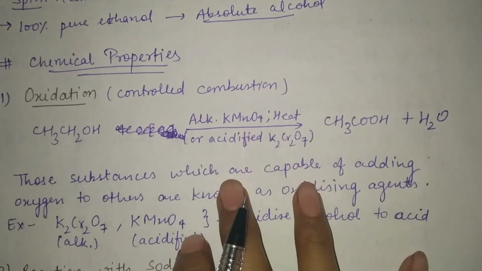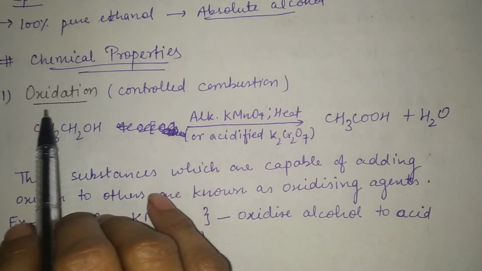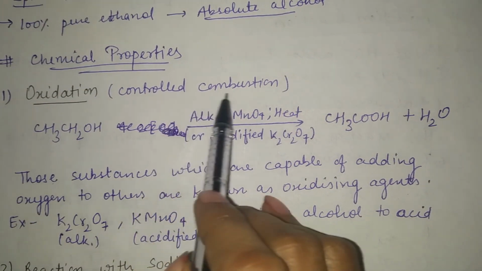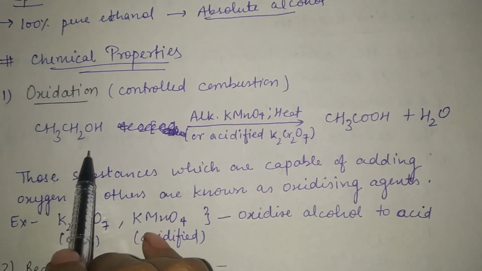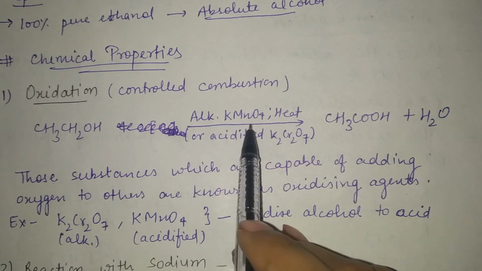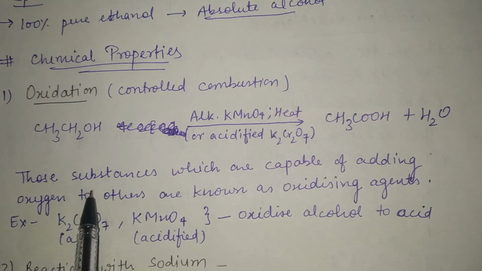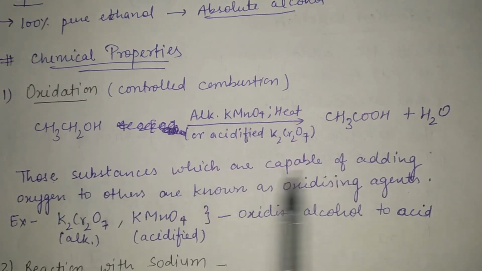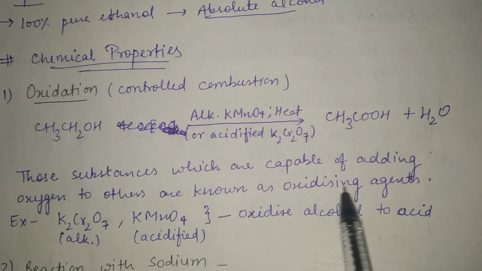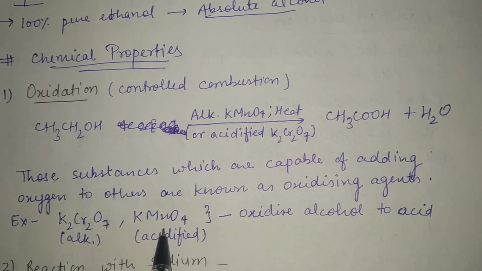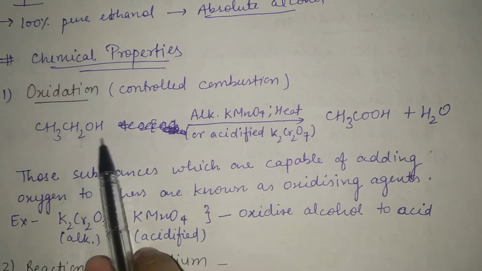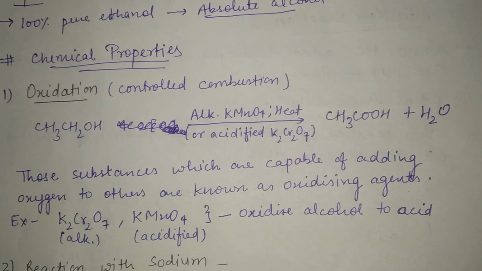Now what are the chemical properties of ethanol? First of all, oxidation, which is controlled combustion. The oxidation of ethanol takes place in the presence of alkaline KMnO4 or acidified dichromate to give ethanoic acid. So what are oxidizing agents? Those substances which are capable of adding oxygen to others are known as oxidizing agents. Oxidizing agents reduce themselves and they oxidize others. So here dichromate and alkaline KMnO4 are acting as oxidizing agents because they oxidize alcohol to ethanoic acid.